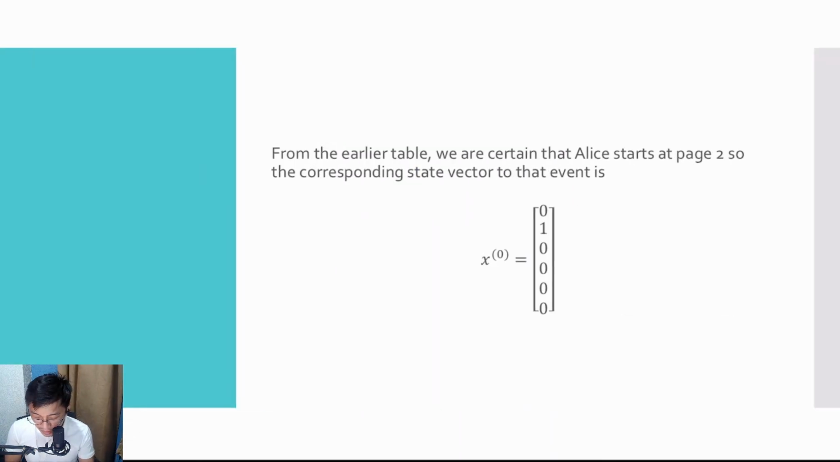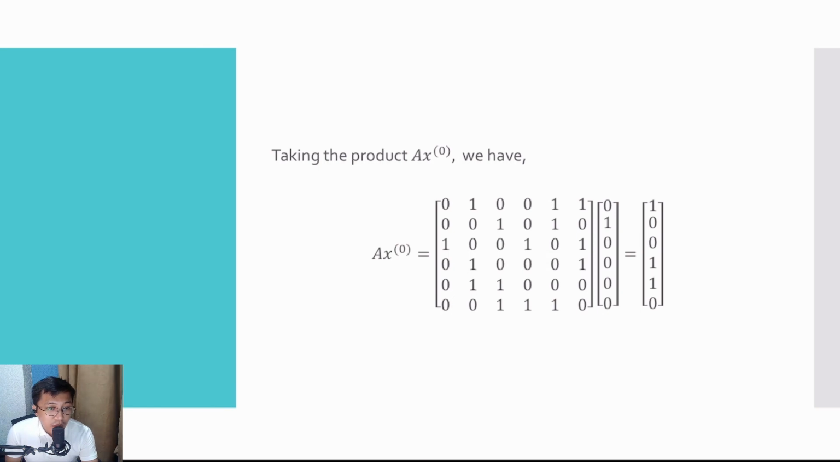Okay? So from earlier, we are certain that Alice starts at page 2. So what will be the corresponding state vector? It must be 0, 1, 0, 0, 0, 0. Okay. So if we take the product of A and x raised to 0, we will have this. And what's the result? The result is 1, 0, 0, 1, 1, 0.